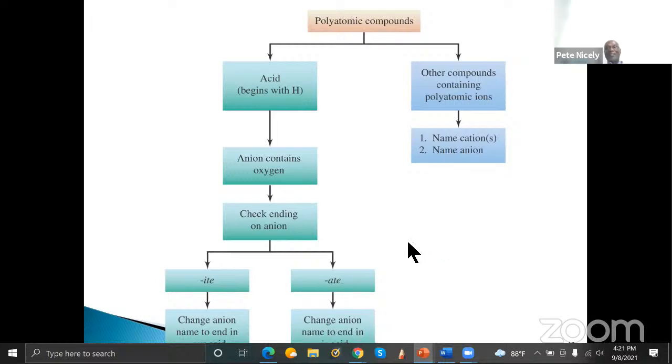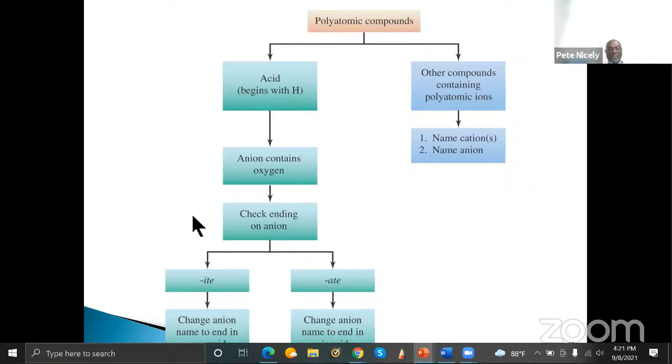ic acid. Okay, now there are other compounds that contain polyatomic ions. In fact, there's one, let me see here. Oh, so this is basically talking about naming ionic compounds which contain polyatomic ions. That is very simple. Just name the cation and then name the anion and put them together.